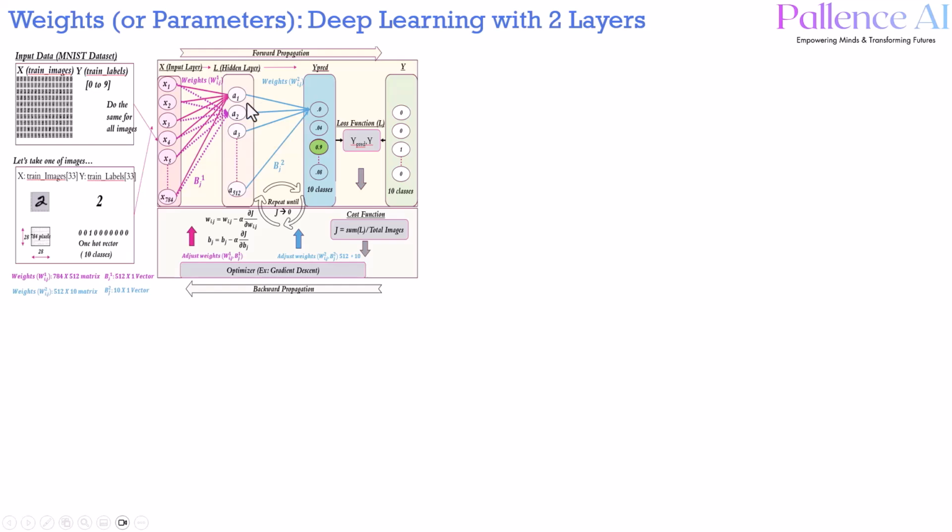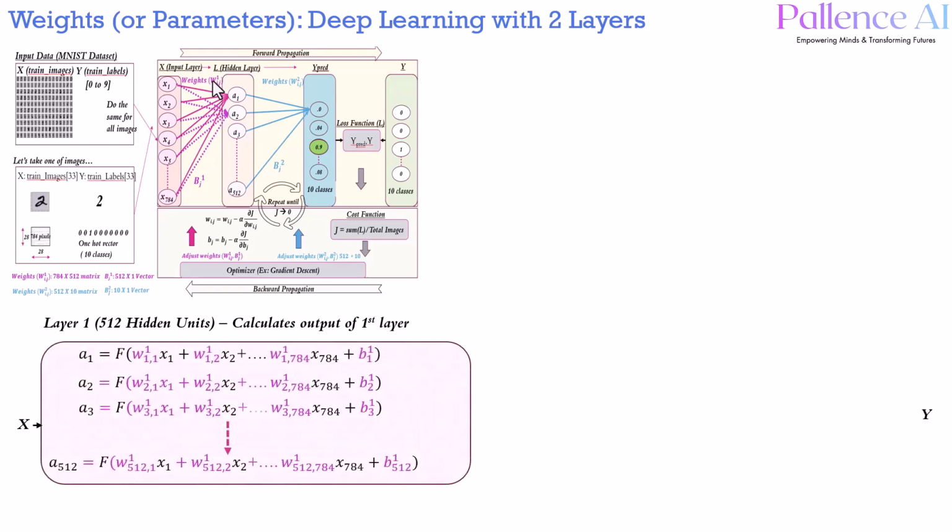We're trying to find the hidden units, the outputs in the hidden layer, A1, A2, up to A512, using the input pixels from X1 to X784 and the weights. So we're going from X to Y. Let's look at the output units for the hidden layer. You can express each hidden unit in the hidden layer, A1 to A512, as a mathematical relationship between all the input pixels X1 to X784 and these weights.